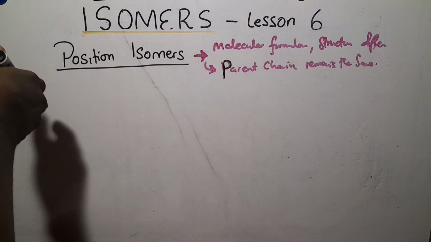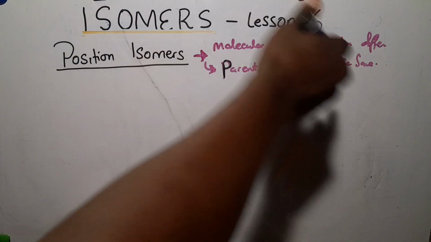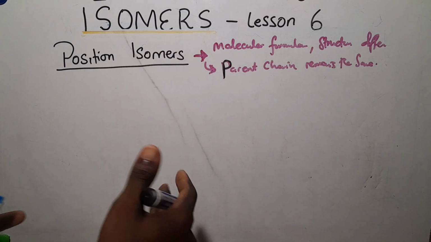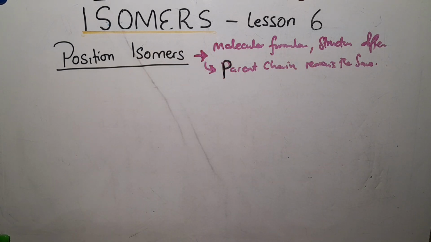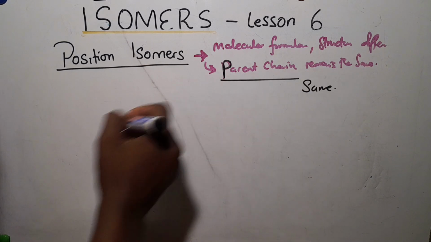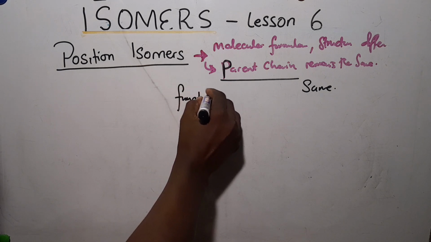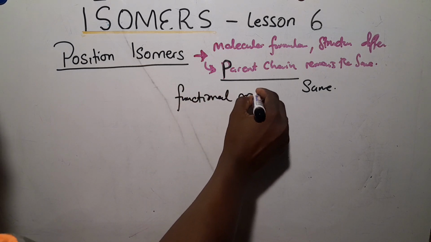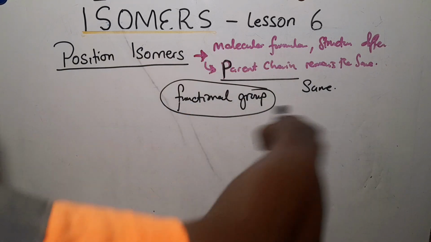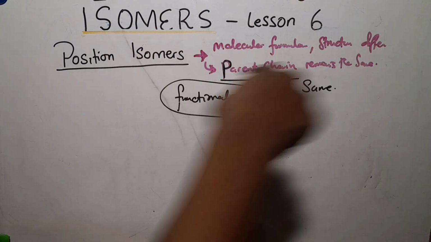Remember, on chain isomers, the parent chain was changing from being a pentane to being a butane. So from 5 carbons in the chain to 4 carbons. But now in position isomers, this parent chain remains the same, right? But what is happening now? Now the functional group is the one that is changing, moving around the parent chain. The functional group is the one that is moving around.